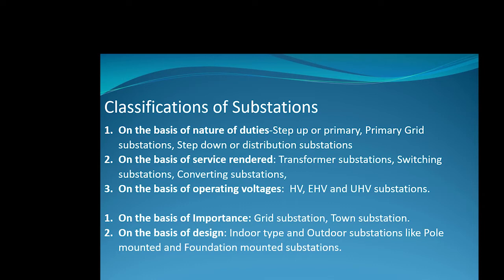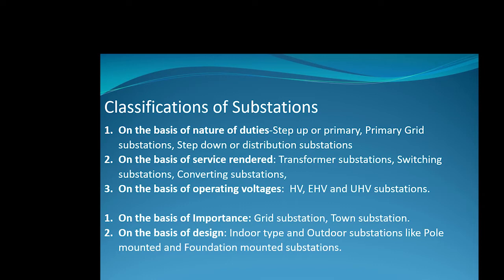Then we can classify based on the design. We can have indoor substations and outdoor substations. Indoor substations will have all the electrical apparatus of the substation inside a building, and this is suitable for voltages up to 11 kV. It can be extended to voltages up to 66 kV, provided that the environment around is quite dusty, with conductive dust and metallic particles in the air. Then we can think of having indoor substations.